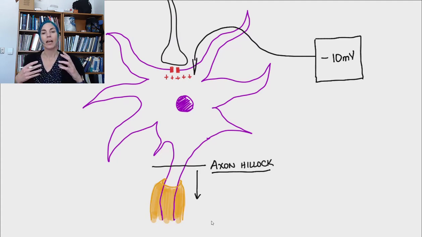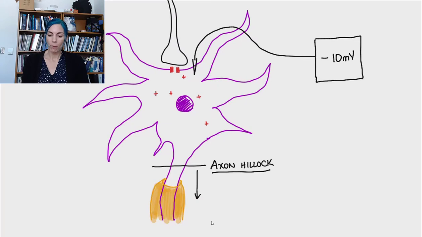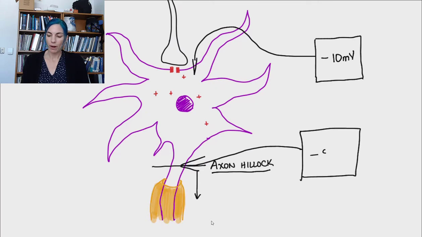Okay, so the question is this. Is enough of that positive charge preserved by the time some of that sodium makes its way through the cell to ensure that once we get to this point, we are at least at minus 55 millivolts?